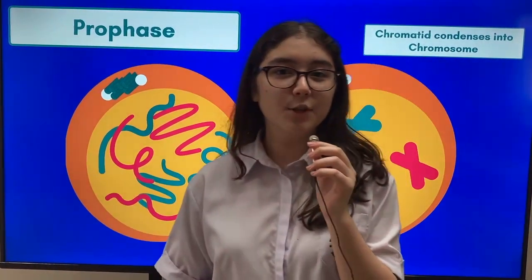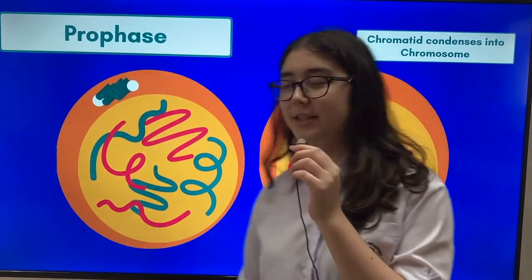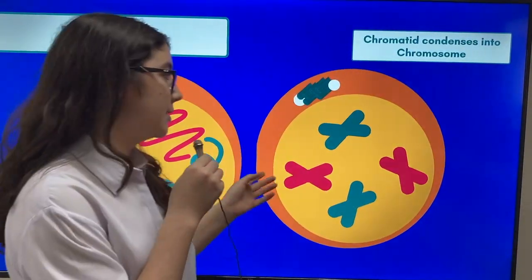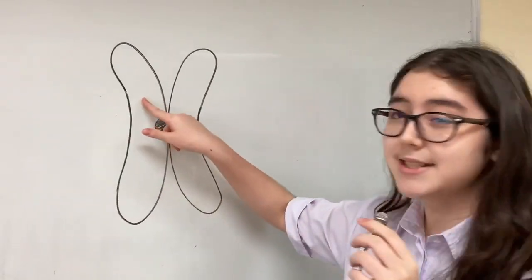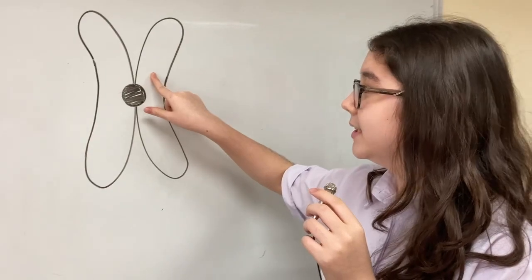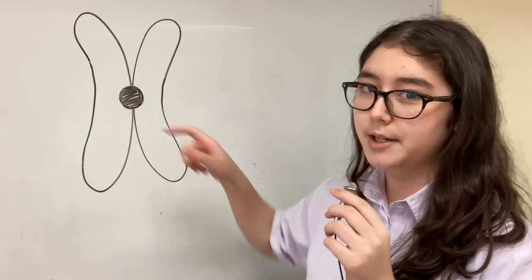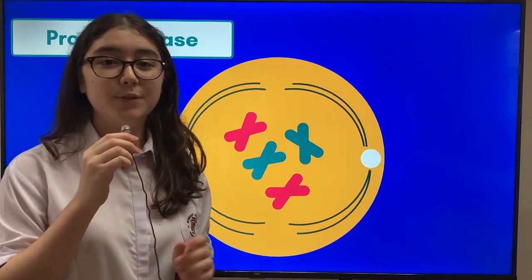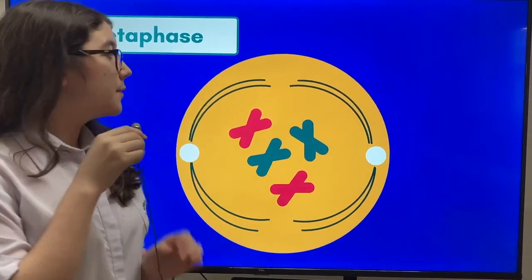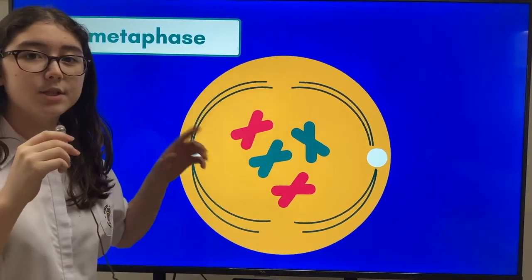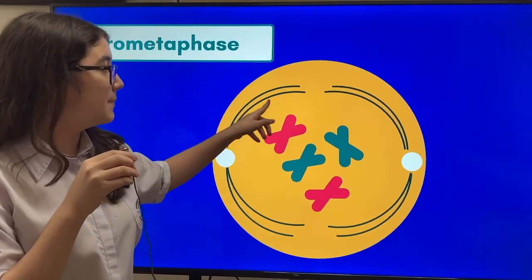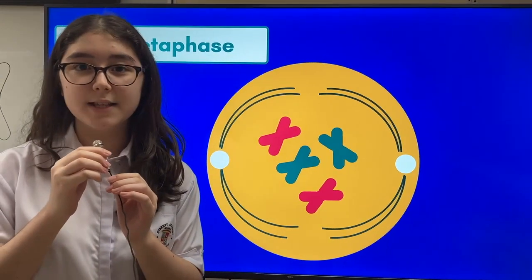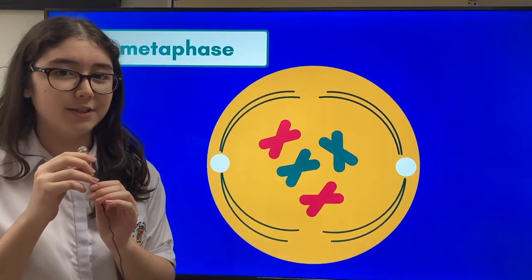In prophase, chromatin, which is tightly packed DNA and protein, further condense into chromosomes. Chromosomes are 2 sister chromatids held together at a centromere. So this is what it looks like. This is one sister chromatid and this is another sister chromatid, and this is attached by a centromere. In prometaphase, the nuclear membrane begins to disintegrate. So as you can see, there's no more circle over here, which represented the nuclear membrane. This allows chromosomes to be moved by these spindle fibers. And this phase is also necessary for separating the nuclear material into 2.